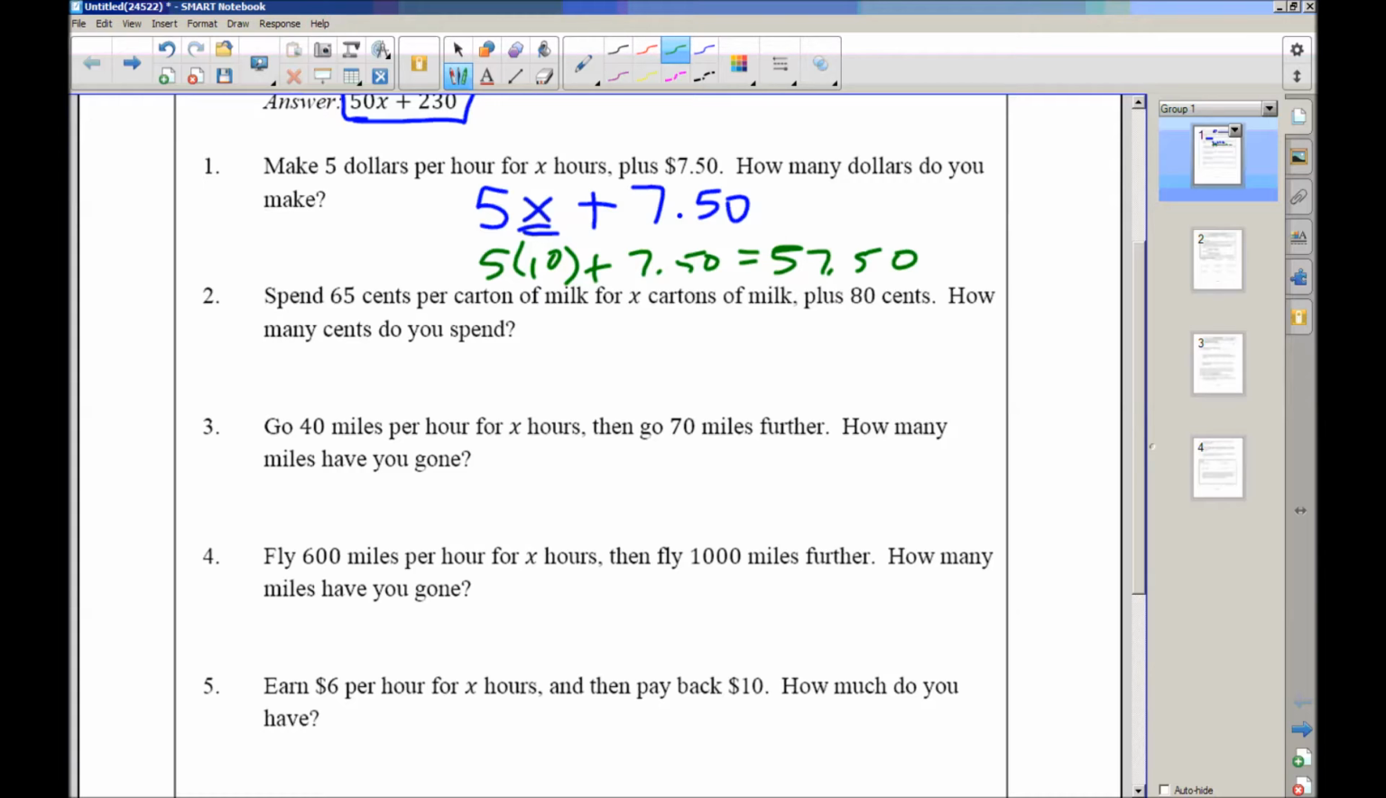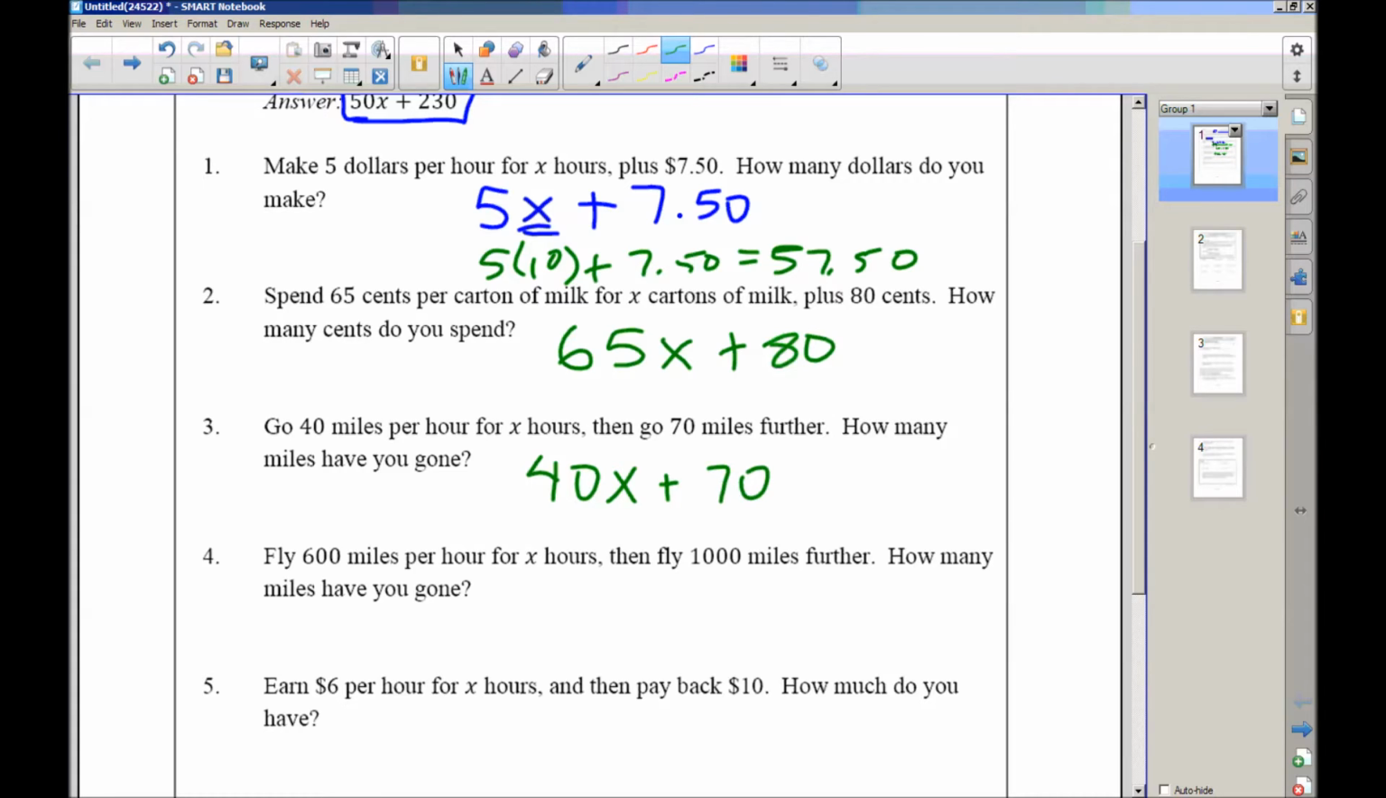10 hours times 5 for $50 plus the 750 bonus. All right, number two, spend 65 cents per carton of milk for X cartons, and then you spend 80 extra cents. Okay, so maybe you bought everybody in the family a carton of milk, and then you bought yourself a coffee or something. All right, plus 40 miles per hour for X hours, and then go 70 miles further. So 40 miles an hour for X hours, and then 70 more.